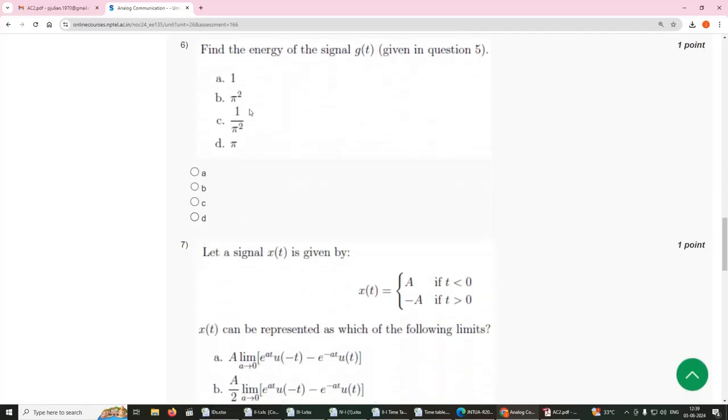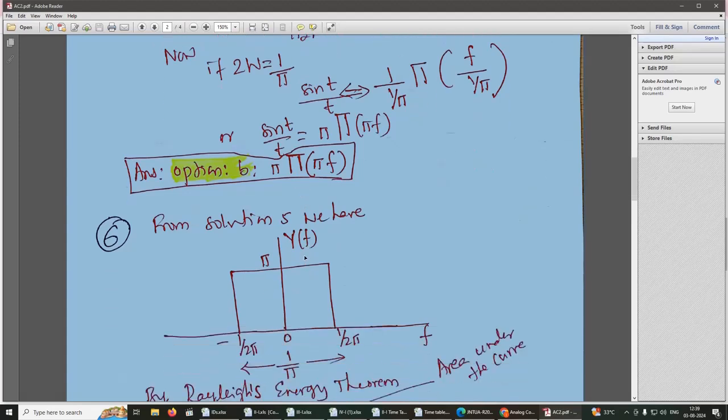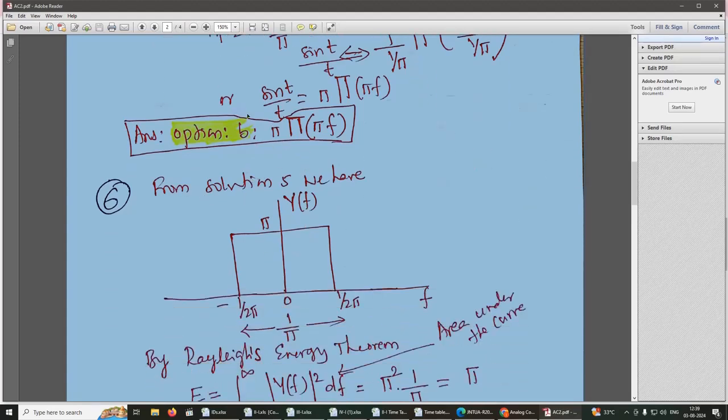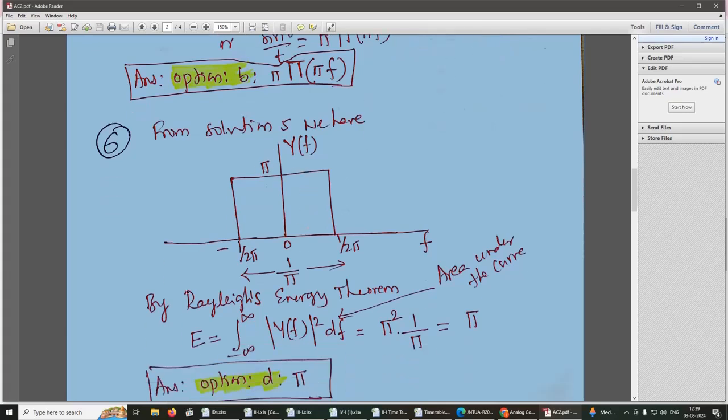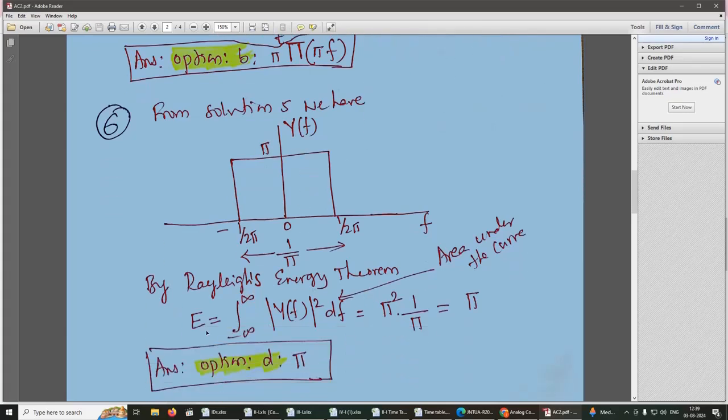And for the sixth question, find the energy of the signal. We will see the solution from the above solution 5, where we have this function. If you draw this function, it will be a rectangle with a duration of 1 by pi and an amplitude of pi. And by Rayleigh's energy theorem, E equals the integral from minus infinity to plus infinity, and we have to take the magnitude, square this function and integrate with respect to df, which is simply the area under the curve.